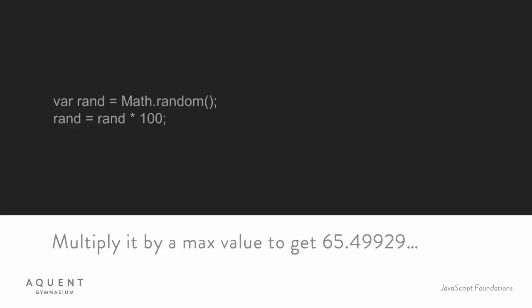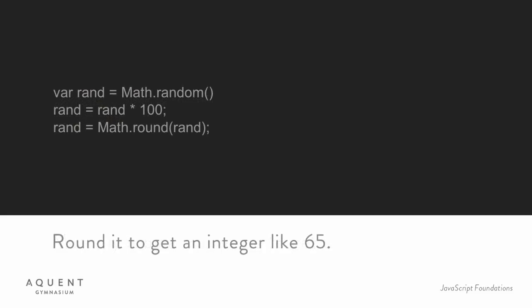65.49929. But sometimes you need a random whole number between 0 and 100, for example. Something like 37 or 48 or 93. Well, you can generate a random number, multiply it by the maximum value, like 100, and then use Math.round to round it to the nearest integer. Well, that's 3 steps you'd have to do every time you wanted a random integer. And again, multiple steps that you need to do multiple times are perfect candidates for functions.